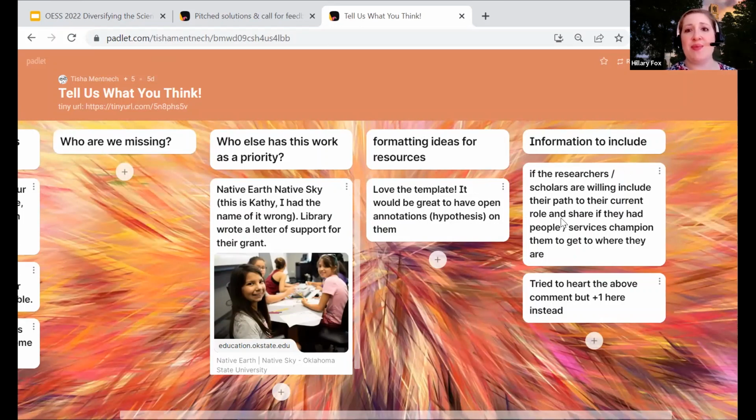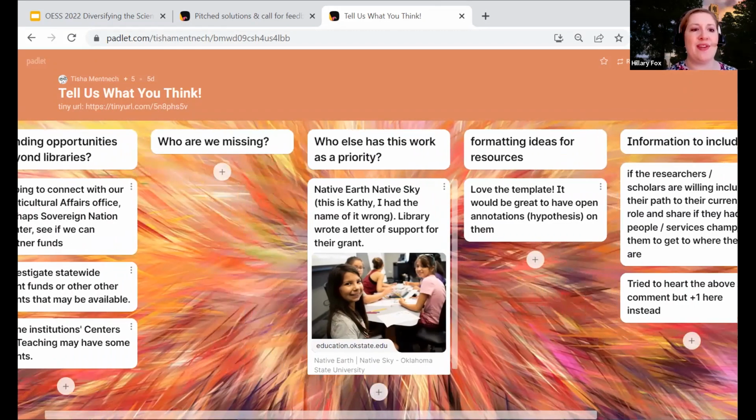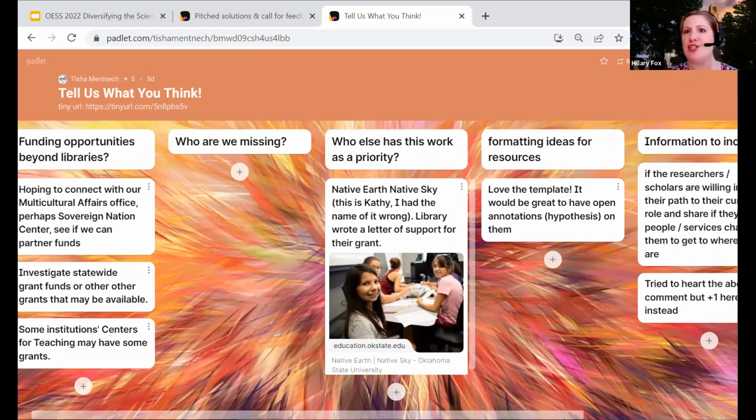Also, it looks like it's really important for people to include information about the scholar or the scientist and the path that they took to get to their current role. I think that can be really inspiring to a lot of students as well, especially if they might be feeling like they don't fit this idea of the traditional Western path, right?